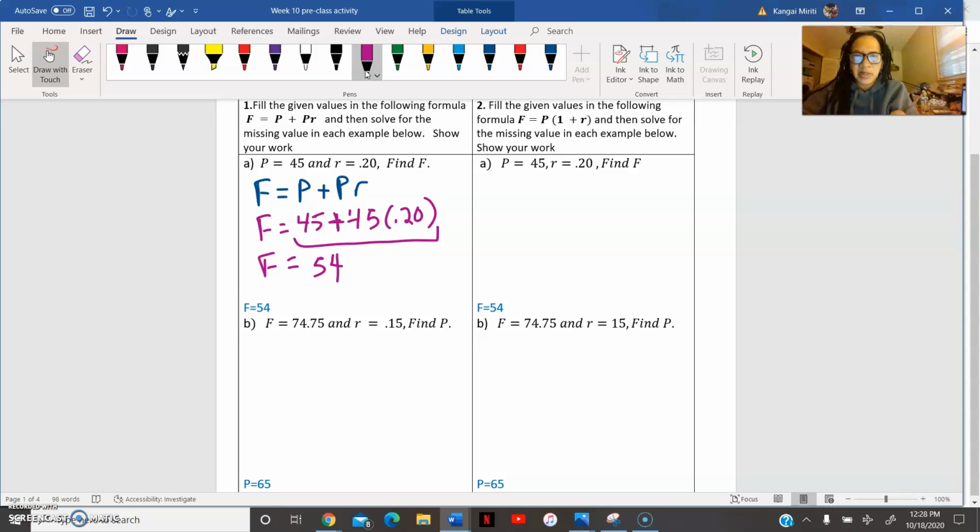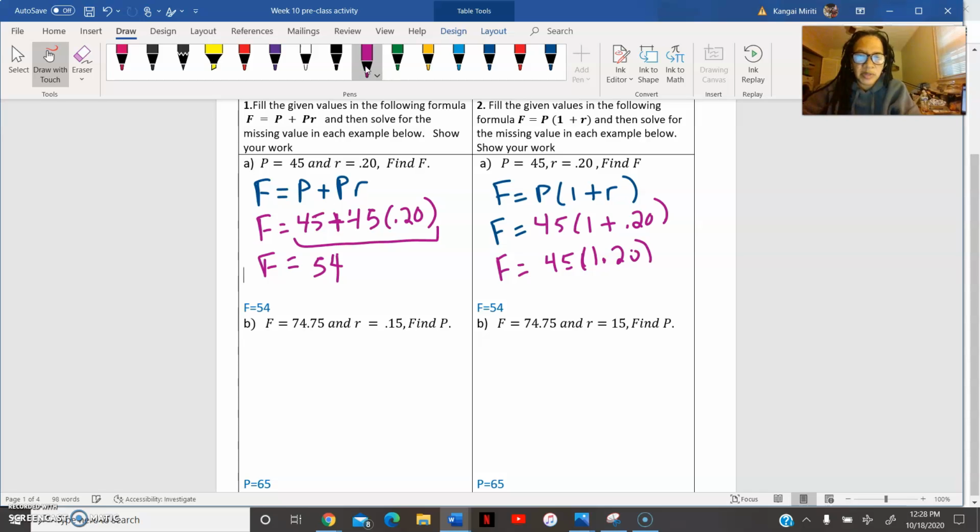Let's do this one over here because it's really the same problem in another disguise, just written another way. And again, we're going to fill in the values that we have. So we know that p is 45, and we have 1 plus 0.20. Algebraically, we could put all of that in our calculator, or we know we do what's in the parentheses first. So that's 45 times 1.20, and when you multiply that, you should get 54. So that's the first one. Not too much of a problem there. Let's go on to the next.